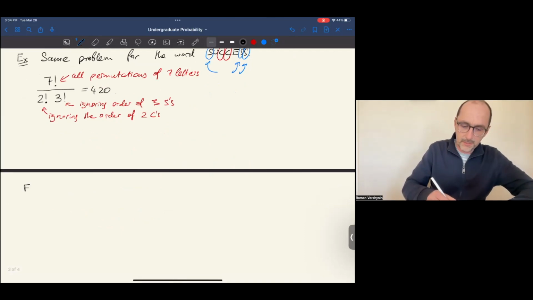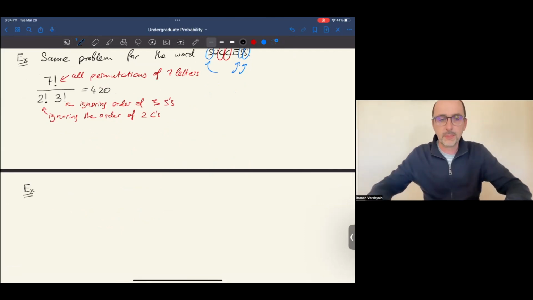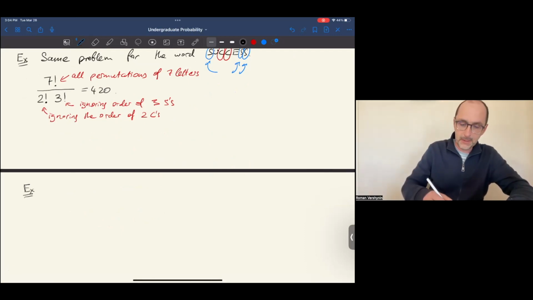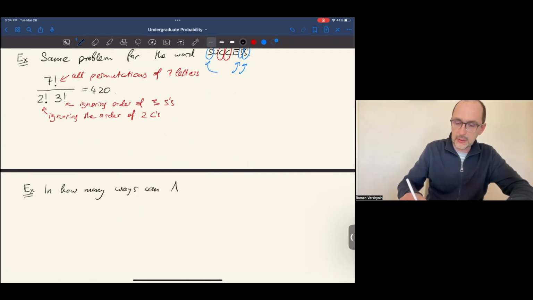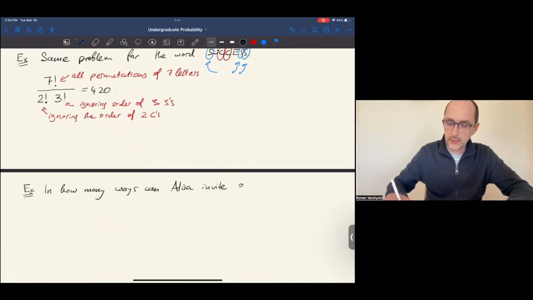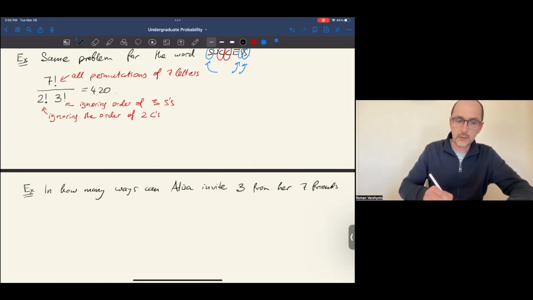And here's one more problem. Suppose Alisa has 7 friends and she wants to invite 3 of them for a party. In how many ways can she do that? In how many ways can Alisa invite 3 friends from her 7 friends for her party?